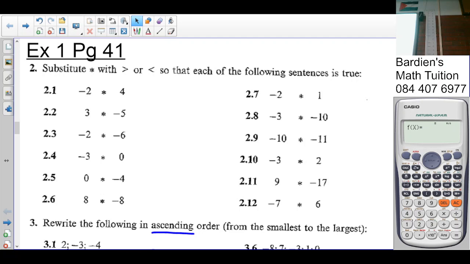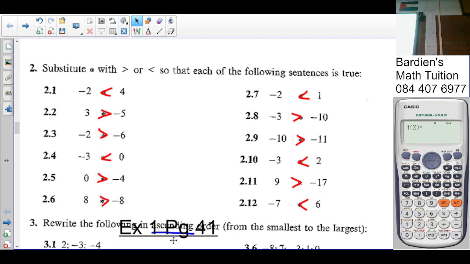So you must substitute more than or less than. The first one, which one is greater? 4. So the inequality must be open to the 4. The next one? 3 is greater. The next one? Negative 2. 0. 8. 1. Negative 3. Negative 10. 2. 9. 6. You all okay with that? Right. Let's carry on.